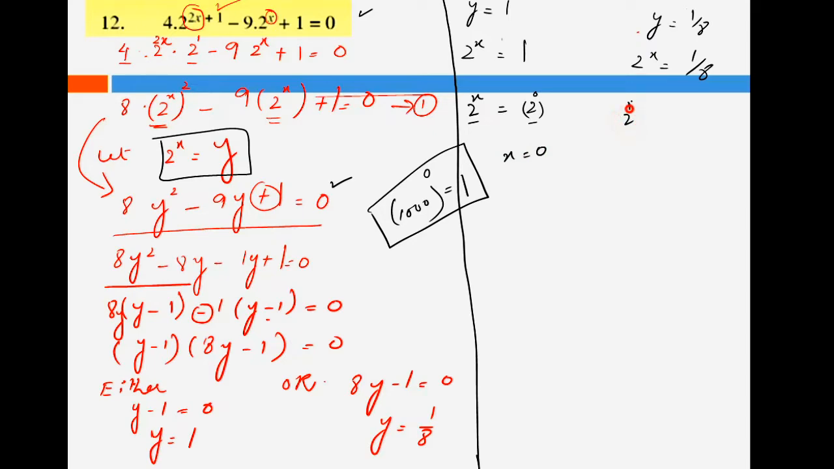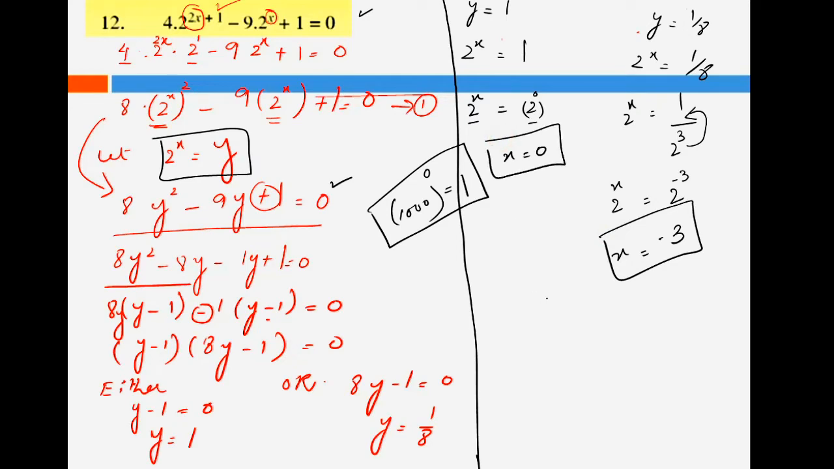The same way, 2 raised to the power x is equal to 1 upon 8. 8 we can write as 2 cube. 2 raised to the power x is equal to, when this term goes to the numerator, the power becomes negative 3. When the bases are the same, then the powers will be equal. So we have two values of x. One is x is equal to 0 and the other is x is equal to minus 3. So the solution set will be 0 and minus 3.